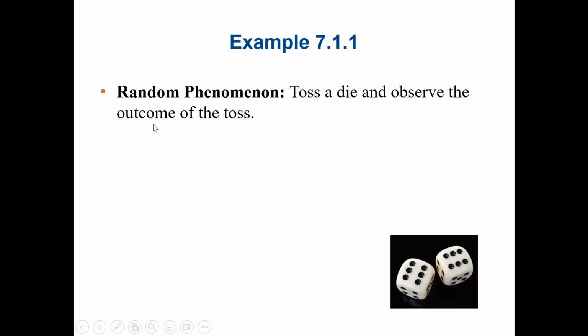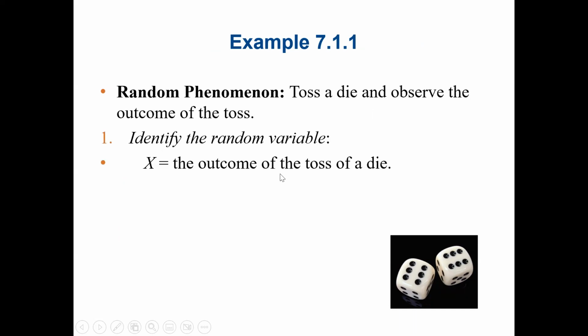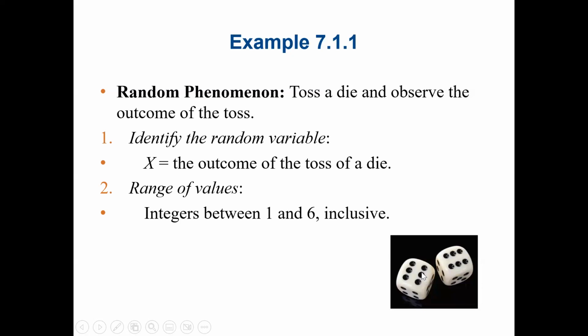So let's see an example here, random phenomena. We toss a die and observe the outcome of the toss. First, we need to identify the random variable. Here we say the outcome of the toss of a die. Let's say it's X. Next, what is the range of the values? Since a die has 6 sides, it will be integer values between 1 and 6 inclusive, meaning including the 1 and also the 6. So from 1 to 6.